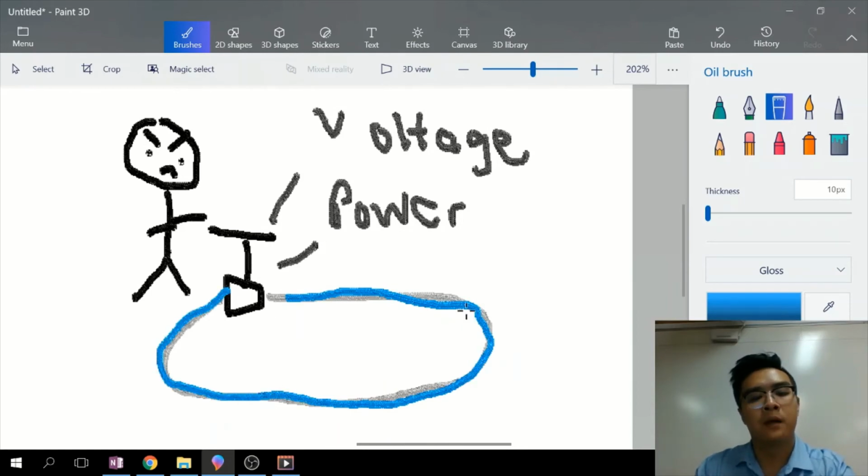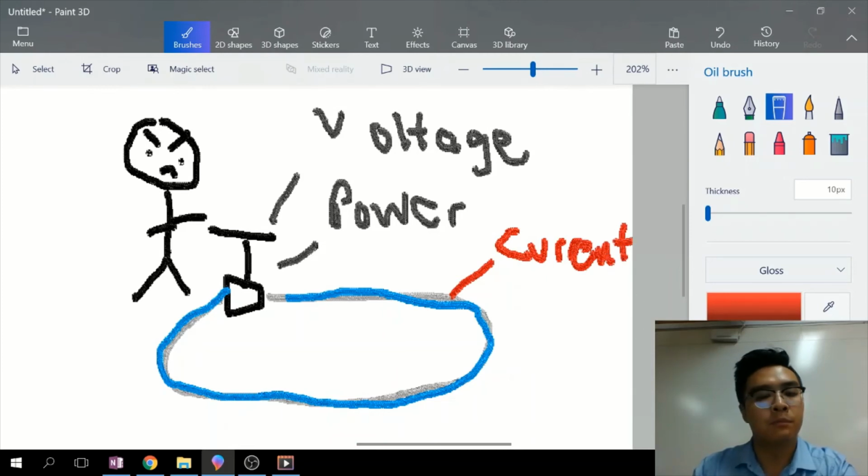Now, the flow of water is the flow of electrons in this analogy. When I say current, let's swap the colors here so it's a little bit easier to see. Excuse my bad handwriting. My current is how many electrons are flowing through my circuit, or in this analogy, how much water is flowing through my circuit or hose. So if I put more power in or put more pressure in, I'm going to make more electrons or water flow through my system.